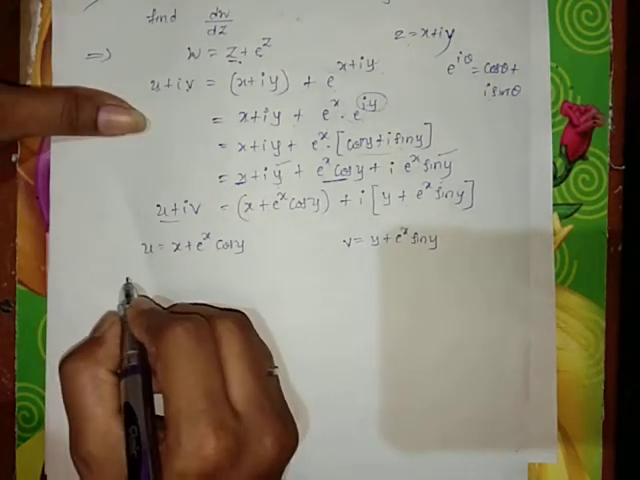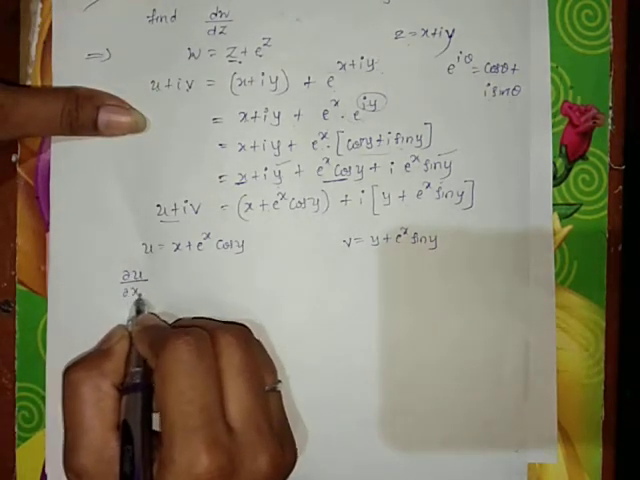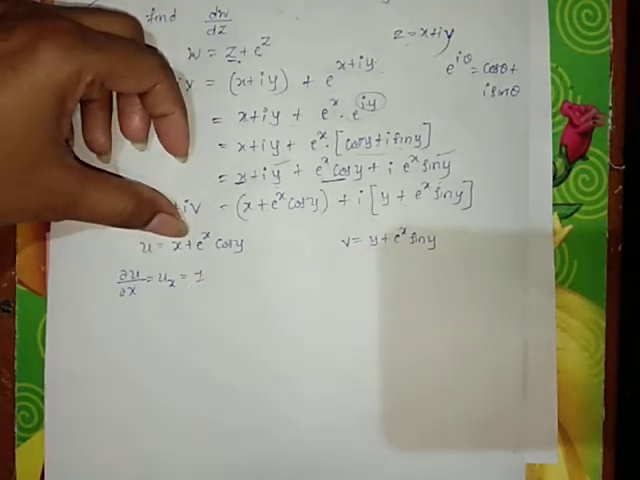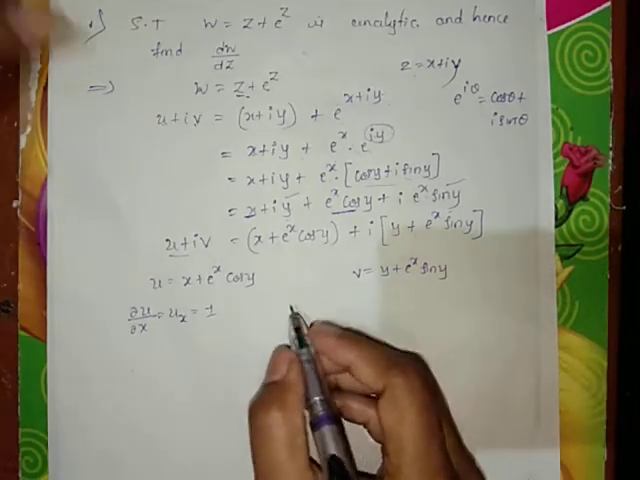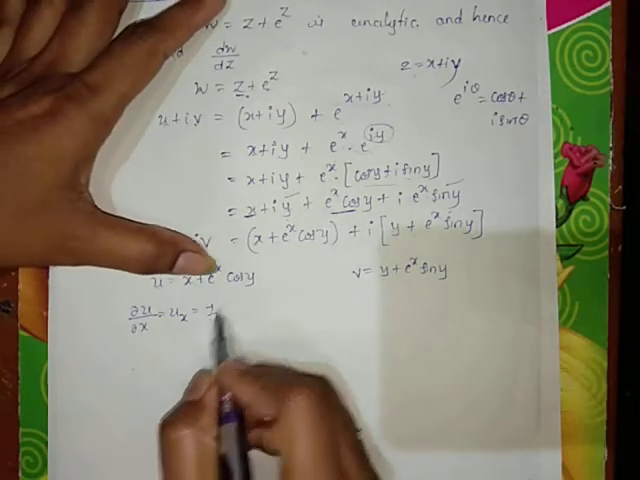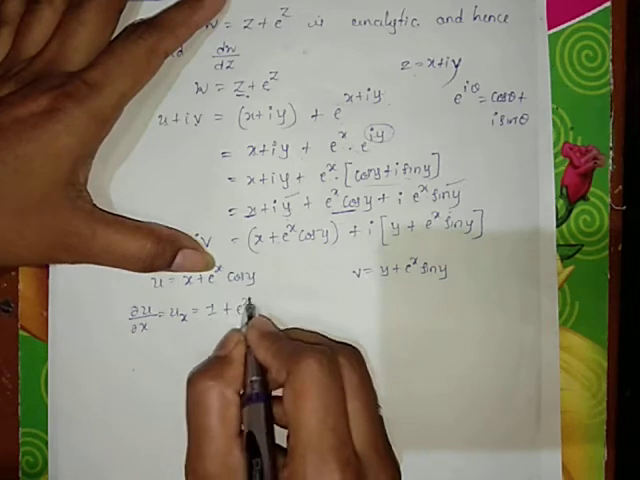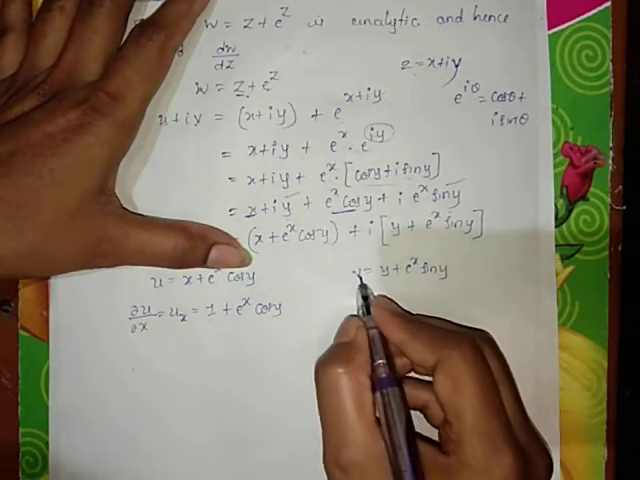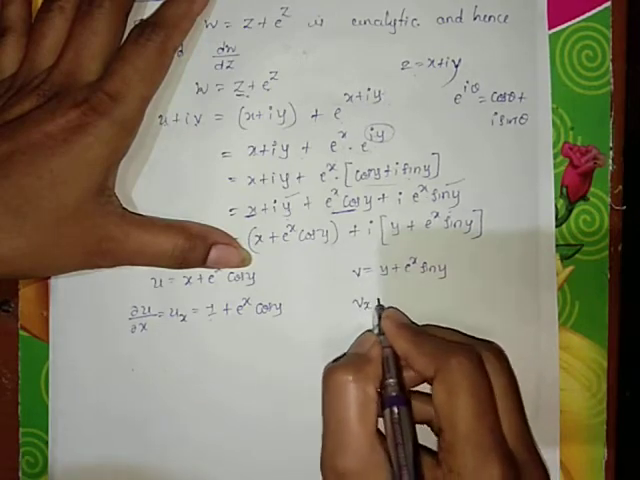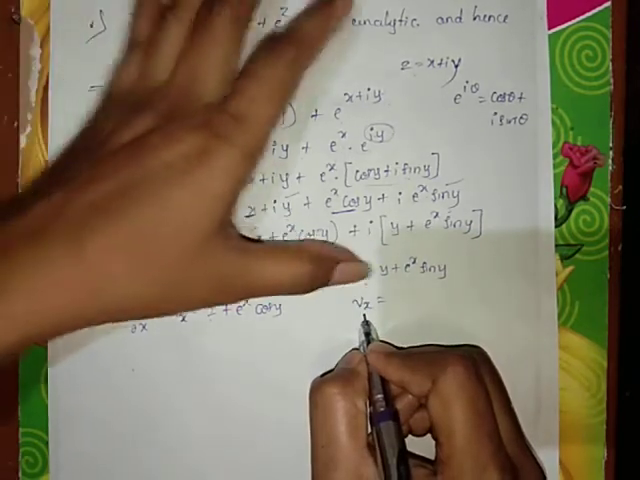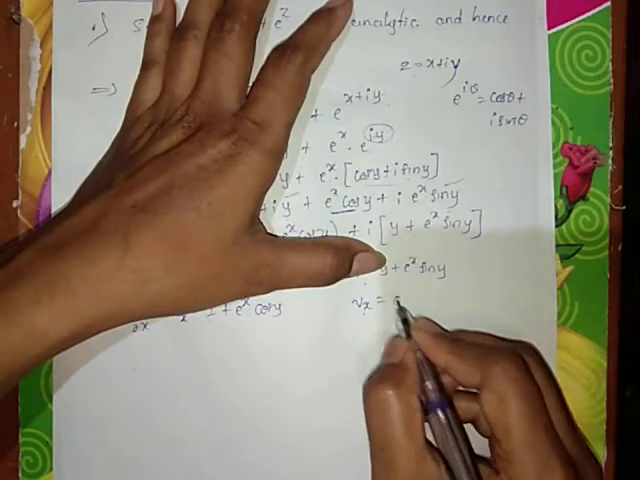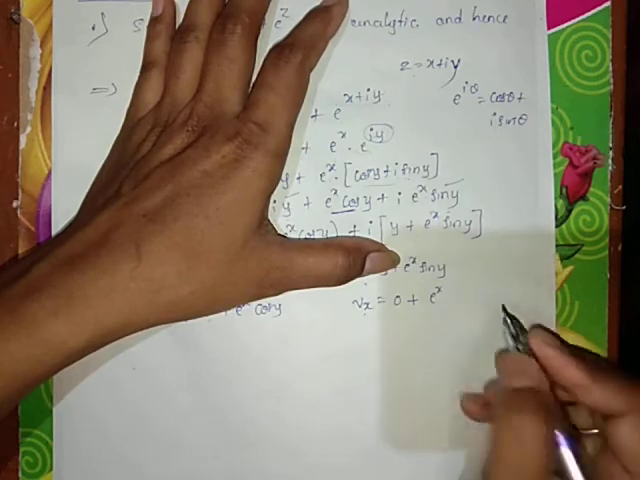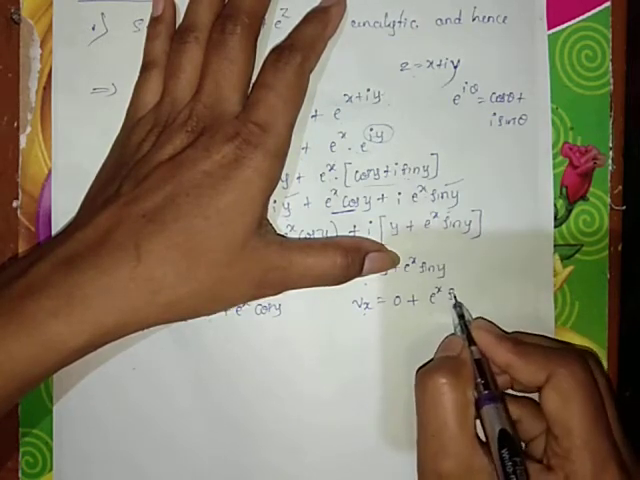First find dou u by dou x, or u x. The derivative of x is 1. The derivative of e raised to x is e raised to x, and cos y is constant, keep as it is. Next, the partial derivative of v with respect to x, that is v x. The derivative of y is 0 because it is constant, plus the derivative of e raised to x, which is e raised to x, and sin y stays as it is.